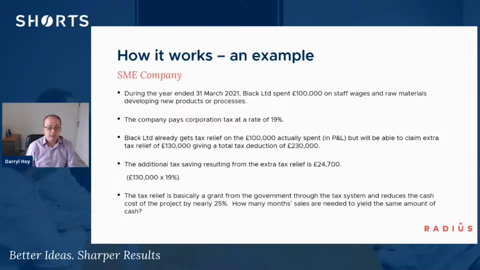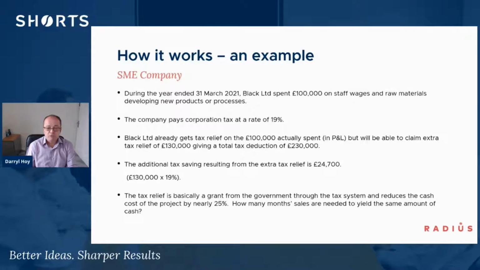The £100,000 they've already spent on those labour and materials costs would be expensed in their profit and loss account as normal and shown in the accounts. But what the R&D scheme does is allow for an extra 130% deduction on top of that for the money spent on R&D. So in this instance, for £130,000, the £100,000 spent would give an overall deduction of £230,000.